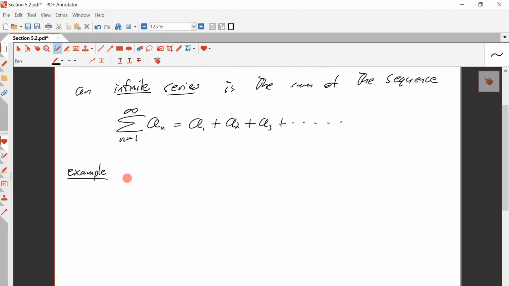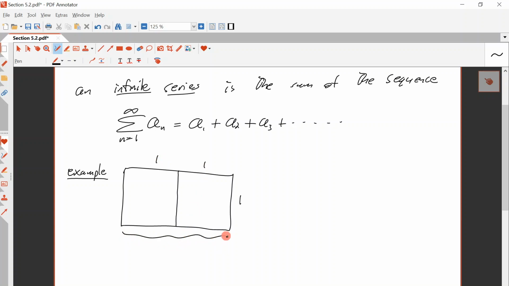consider this rectangle here, 2 by 1. This is a 2 foot by 1 foot rectangle, 2 meter by 1 meter, whatever you like. All right, so this is 1 by 1. This is 1, this is 1, the whole thing is 2 by 1. So the area here is 1, and the area here is 1. The area here is a half.